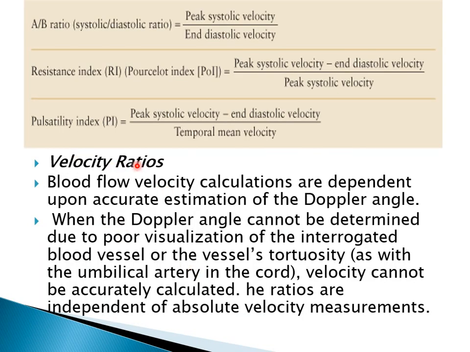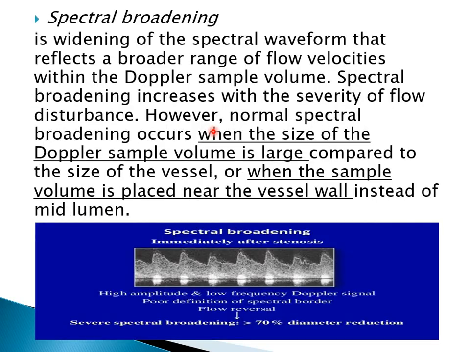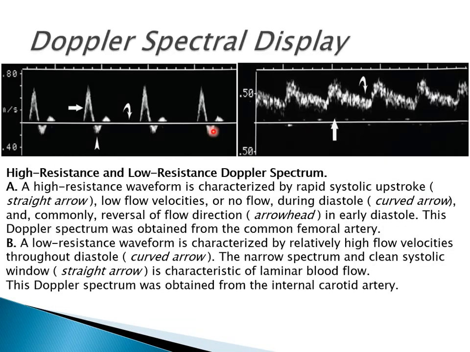Another thing we have is the velocity ratio. It's not only widening, the space below fills up with color. The color should be clear, should be black, just the curve. When you have it full, it means there are a lot of different ranges of velocities, slow and fast. There's turbulent flow. This is the normal.